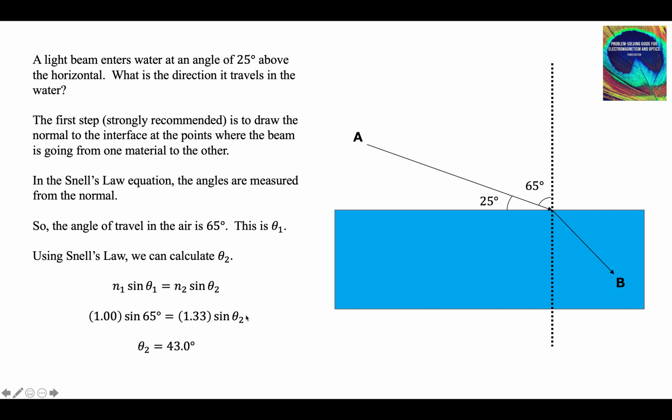We can calculate it, and it's measured from the normal. So it's right here, 43 degrees. So if you want, you can say 47 degrees below the horizontal. The angle of travel of the light in the water is 47 degrees below the horizontal to the right. The refracted beam always comes out on the other side of the normal. Don't put it over here.